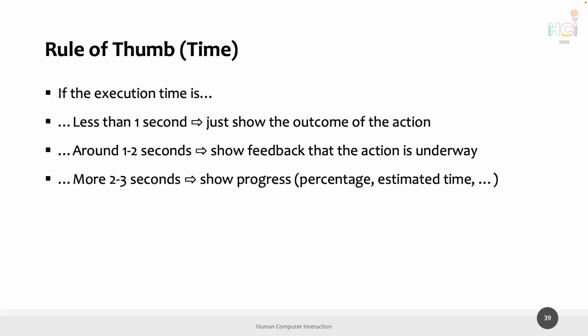And this is a rule of thumb related to feedback about time. If the execution time is less than 1 second, just show the outcome of the action. If it's around 1 to 2 seconds, you should show feedback that the action is underway, in a generic way maybe. If it's more than 2 or 3 seconds, you should use a progress bar with a percentage, an estimated time, something like that. Okay?